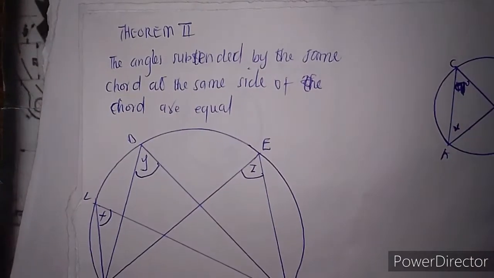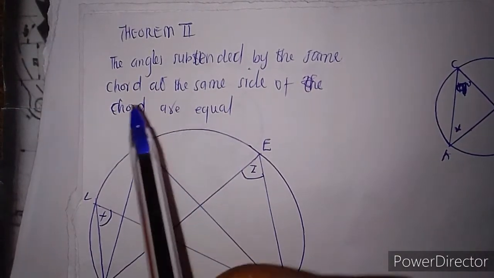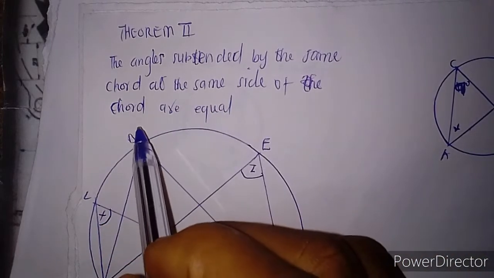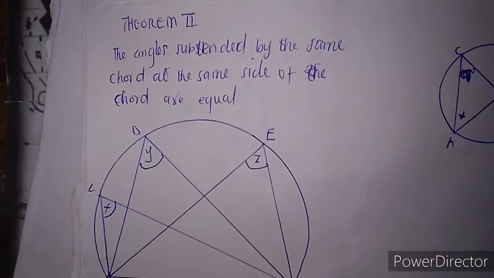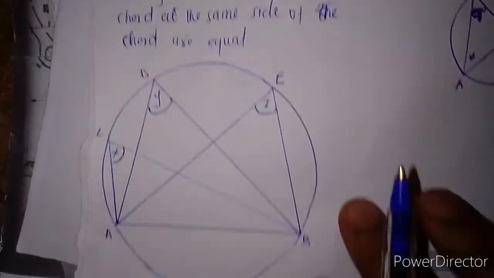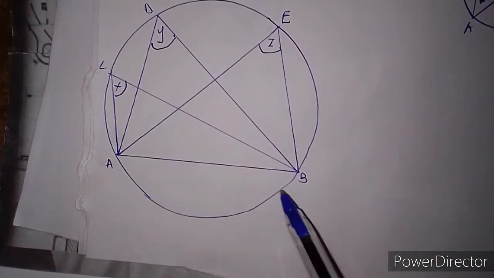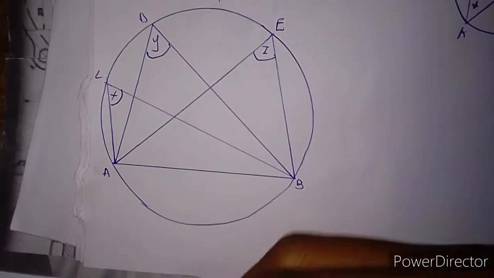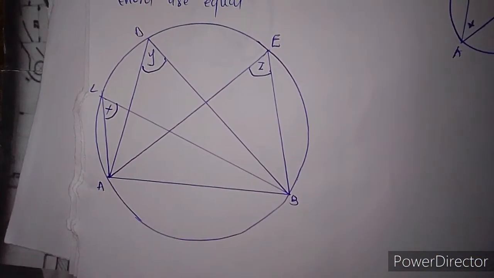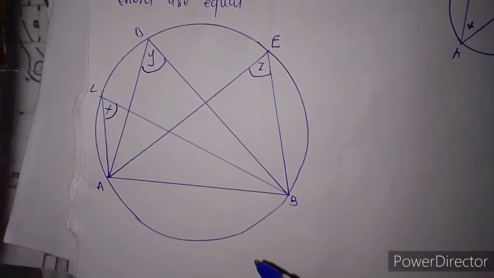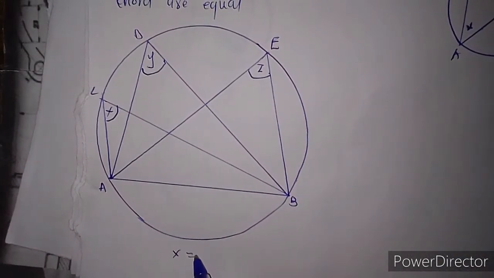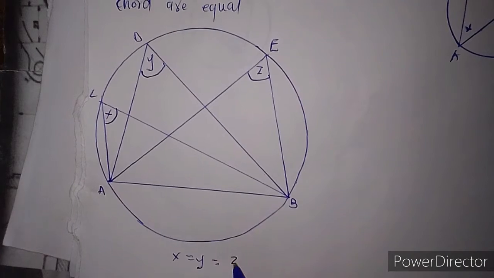Theorem number 2. That the angles subtended by the same chord at the same side of the chord are equal. You see, this is a chord, right? AB is a chord. It's subtending these angles x, y, and then z at the same side of the circle. And theorem 2 is telling us that if this is what is happening, then x is equal to y and it's also equal to z.